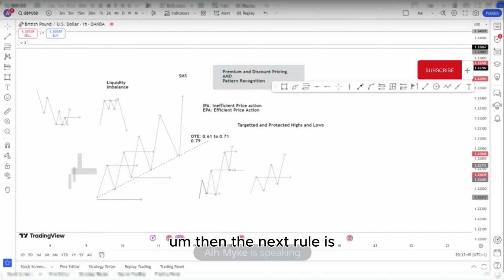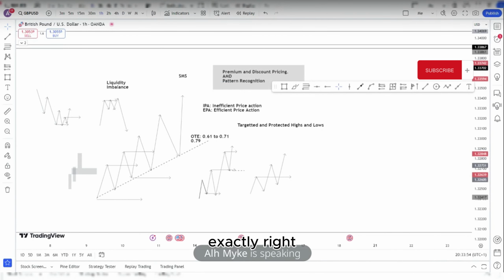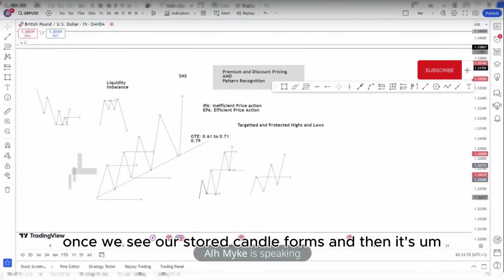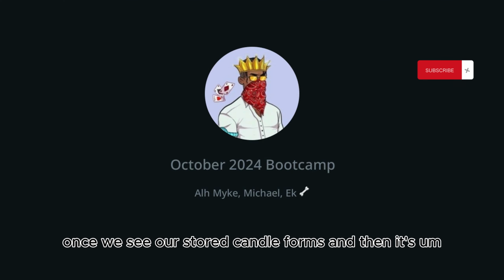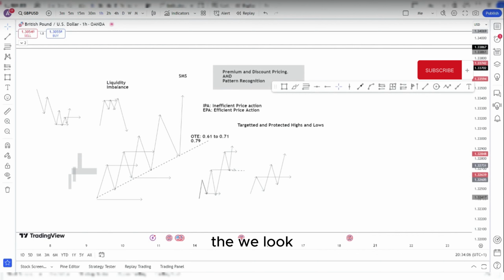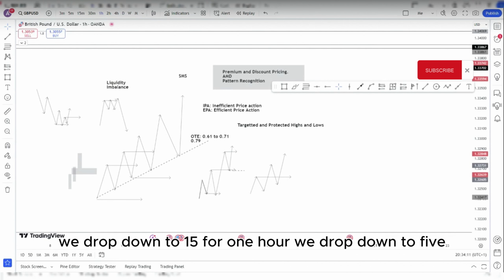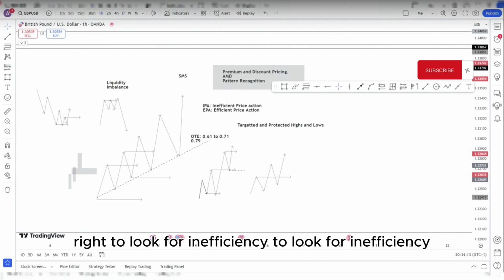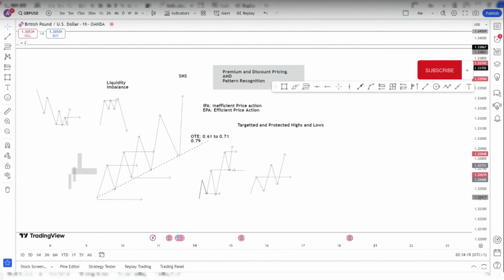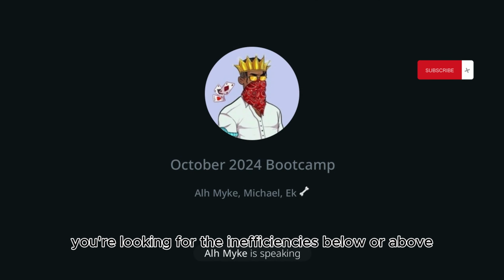Then the next rule is we wait for the third candle to form. Exactly. Once our third candle forms above, and we are looking at an uptrend, we drop down to the lower time frame. For 4 hours we drop down to 15. For 1 hour we drop down to 5. Correct. Then we look for inefficiency, exactly. You're looking for the inefficiencies below or above.